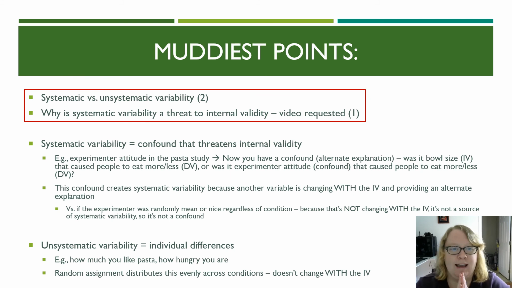All right, I think this is our last muddiest point. So this is the idea of systematic versus unsystematic variability. Someone specifically asked for a video for why is systematic variability a threat to internal validity. So I figured I'd go ahead and talk about all this stuff.